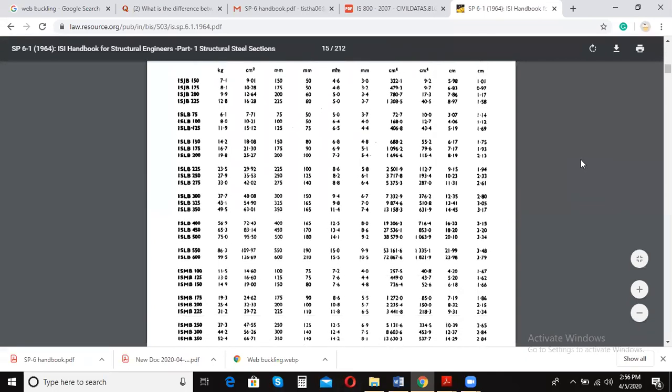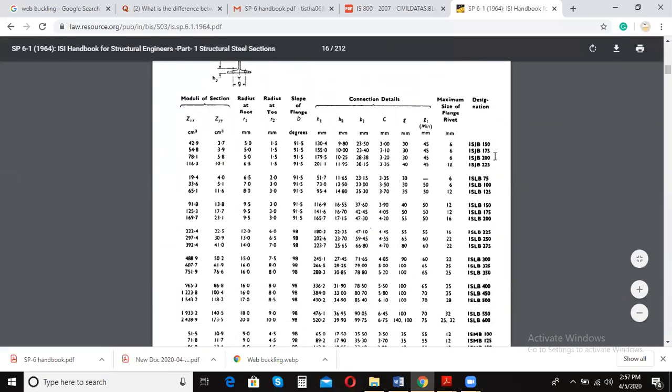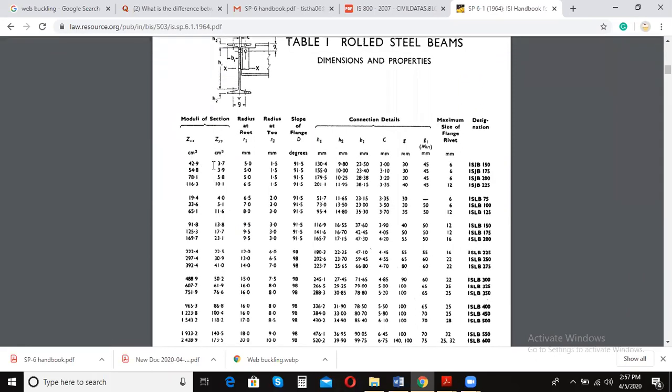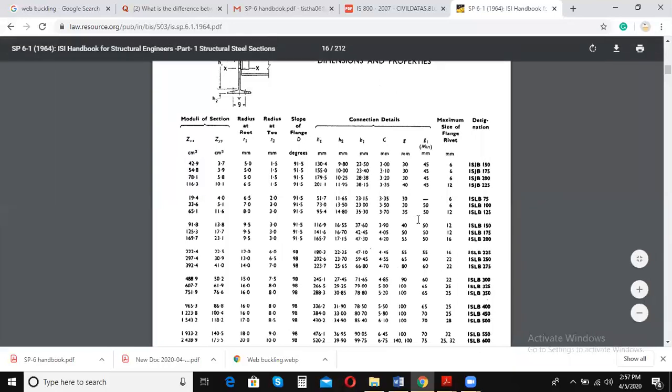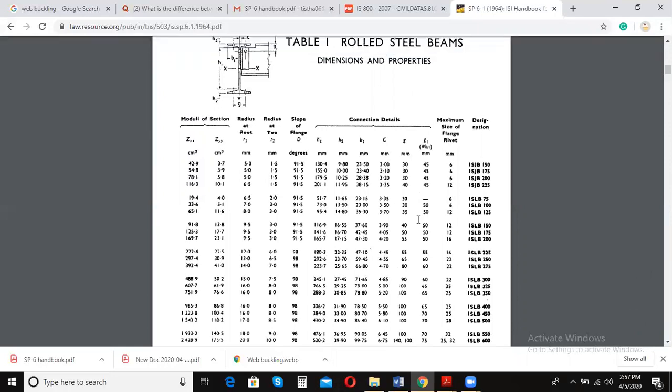Then if you go to the next page, again the same sections are given, right? And more material or geometrical specifications are given, like the modulus of section about XX axis, YY axis, root radius, etc. Now, in the handbook, you won't be able to find the plastic section modulus or the elastic section modulus. For that, you have to go to the code, that is IS 800 2007.